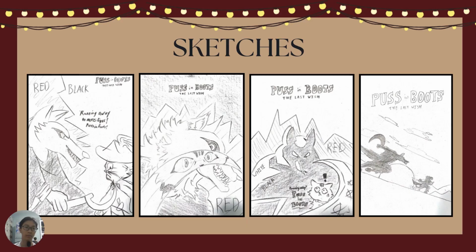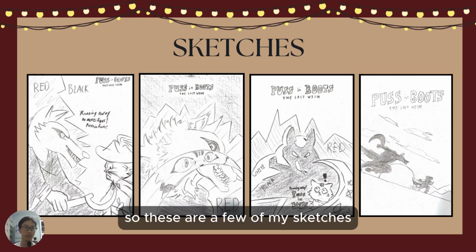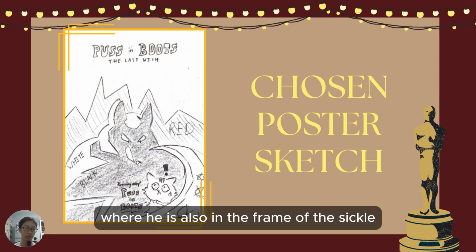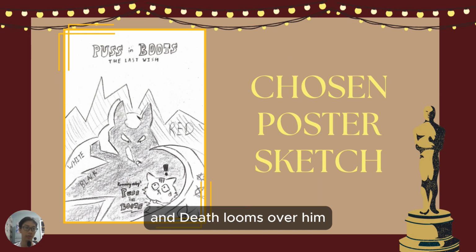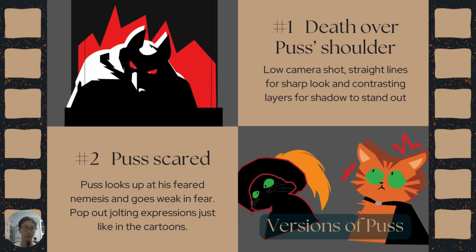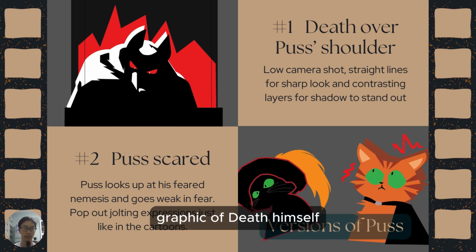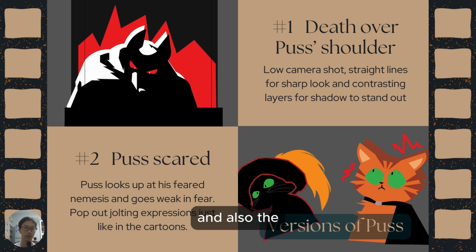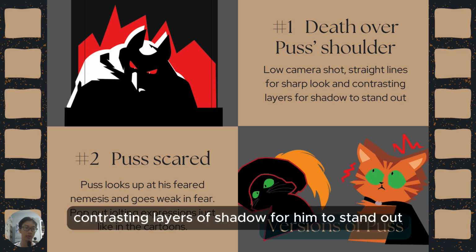of the movie. So these are a few of my sketches, but the one I chose is this one, Puss in Boots, where he is also in the frame of the sickle and Death looms over him. So the first thing I did in Illustrator was make the graphic of Death himself. So this was a low camera shot, and there are a lot of straight and jarring lines for a sharp look, and also the contrasting layers of shadow for him to stand out.